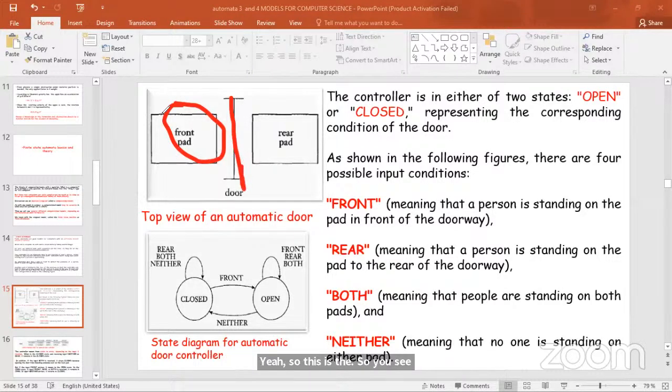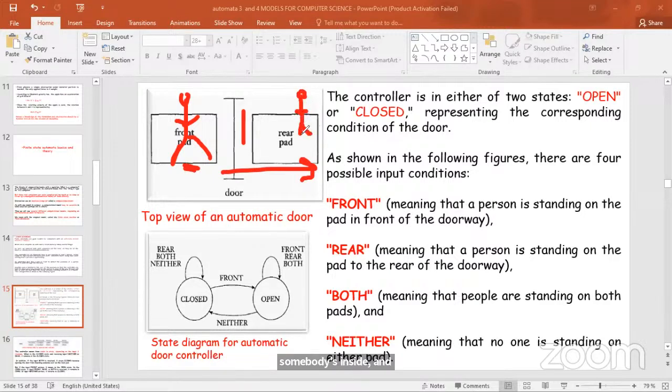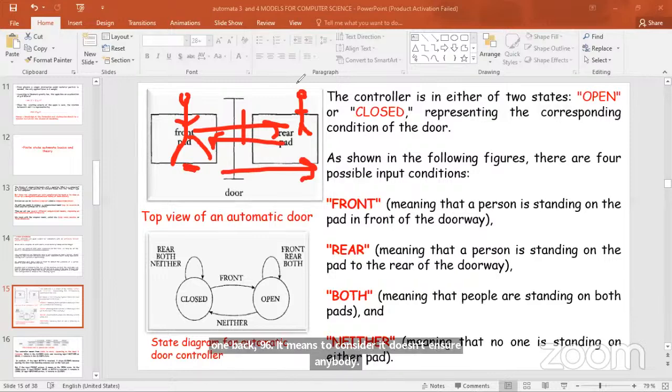So you see one fellow walking towards the door in the front, right? What happens is that as soon as you step, there's a sensor here that makes the door open up for you to walk through the door. However, if somebody is inside and is also on this pad, the door remains open until the two of you move forth and back. It remains open so that it doesn't injure anybody during the process, right?